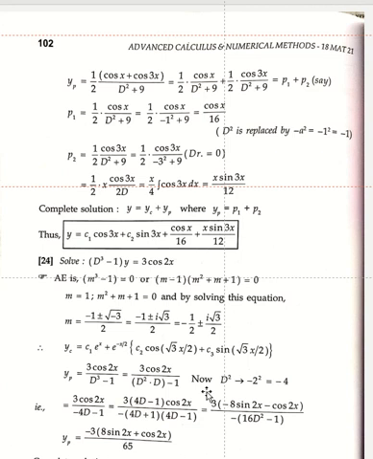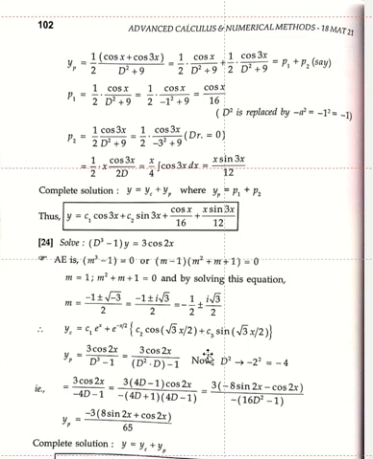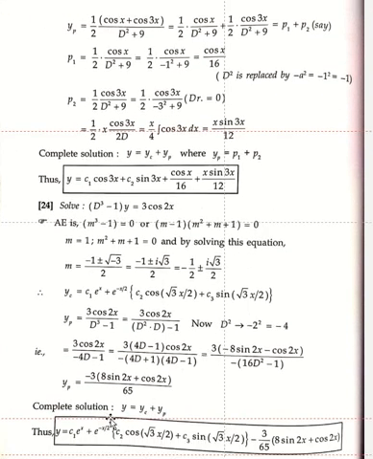This is the yc. This is the yp. Therefore, the complete solution is y is equal to yc plus yp. Therefore, y is equal to, what is the yc? c1 e power x plus e power x by 2 into c2 into cos root 3 by 2 into x plus c3 into sin root 3 by 2 into x. This is yc. Plus yp is minus 3 divided by 65, 8 into sin 2x plus cos 2x.